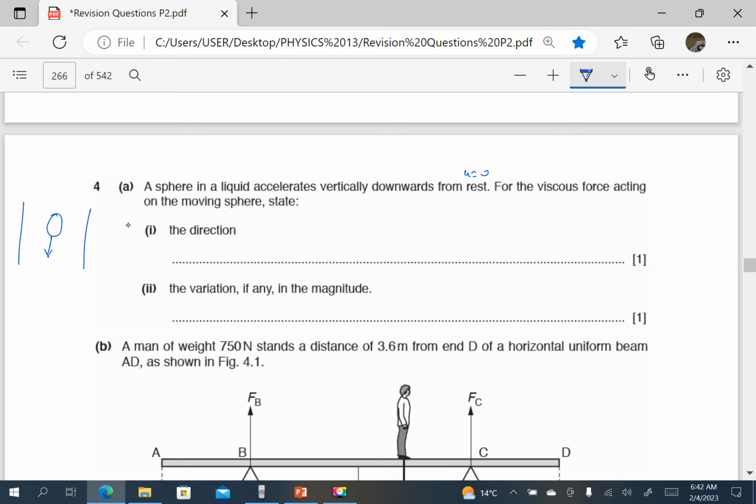So the weight is vertically downwards. We know that the upthrust is going to be upwards. It is always upwards. Because the motion is downwards, and viscous force is like friction, it opposes direct motion. So viscous drag is going to be upwards. So this is vertically upwards.